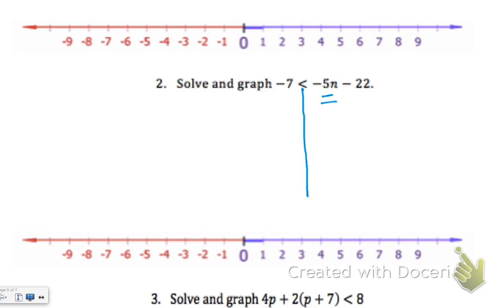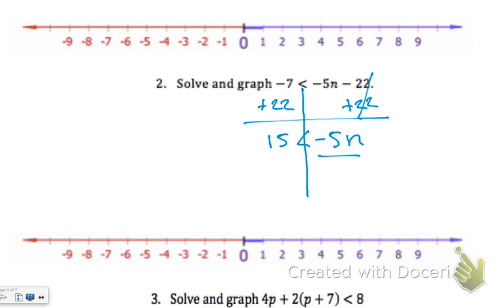So I'm going to go on ahead and leave my variable on the right, and I'm going to start by adding 22 to both sides. Negative 7 plus 22 is positive 15. Keep our inequality going in the same direction. 15 is less than negative 5n.